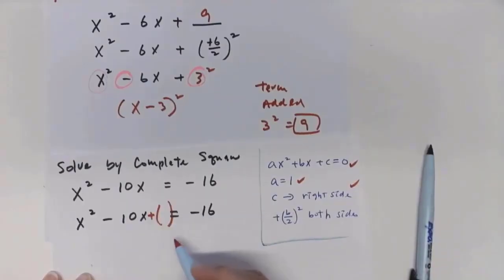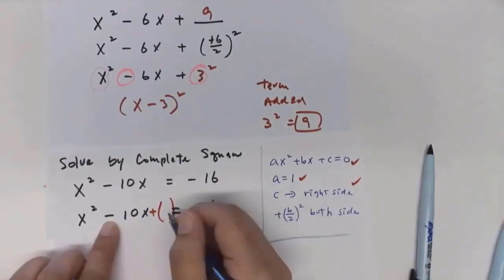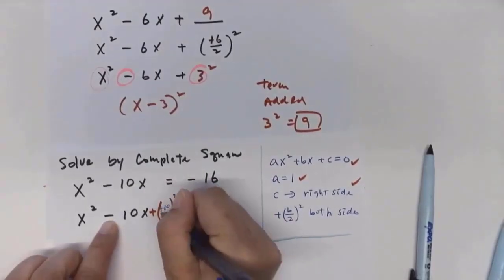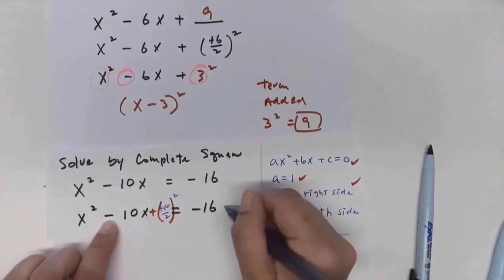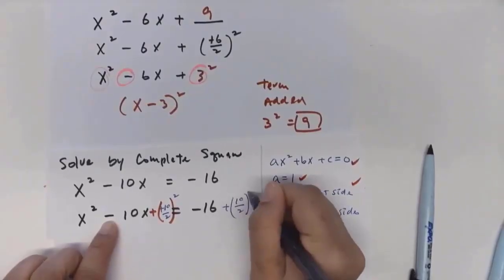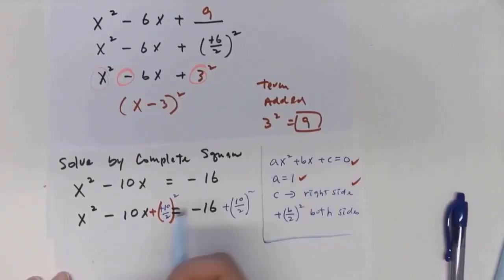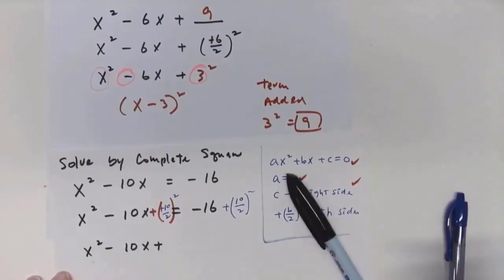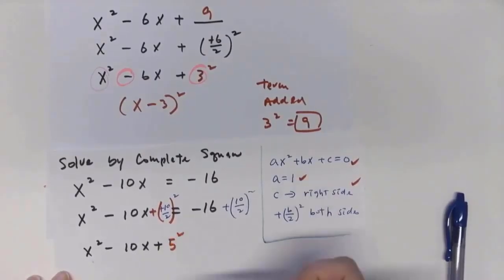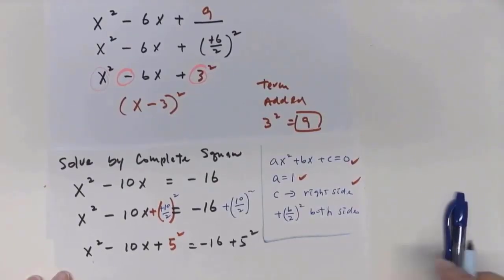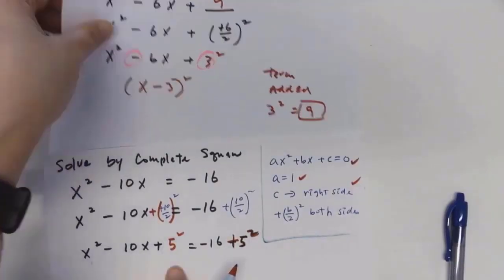Adding. It's supposed to be negative, right? Negative 10 over 2 squared, but because of the square, this always will become positive, basically. So you're adding 10 over 2 perfect square, okay? And what is 10 over 2? 5. It becomes x squared minus 10x plus 5 perfect square. And then on the other side, we have negative 16 plus 5 perfect square, right?